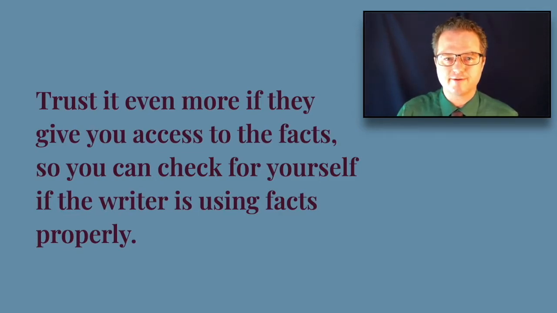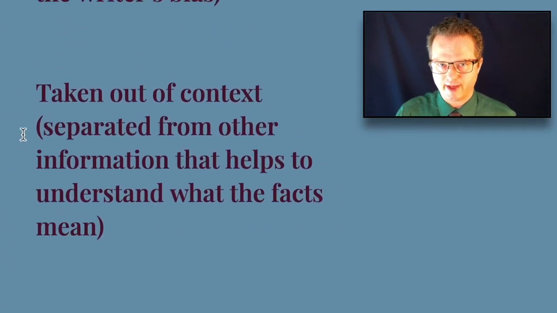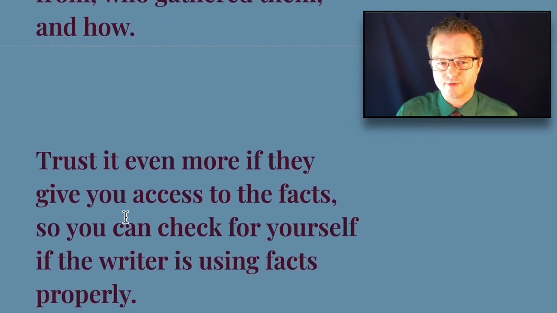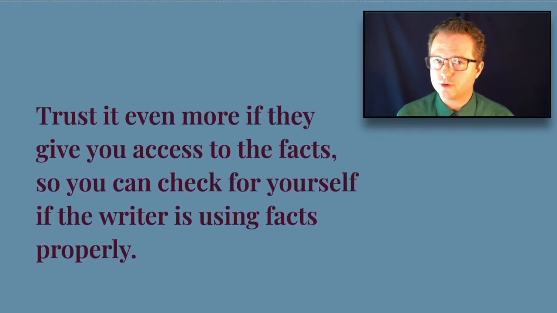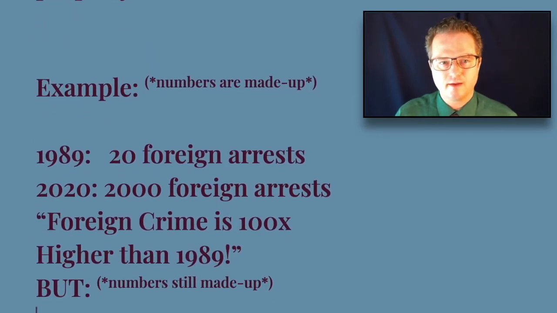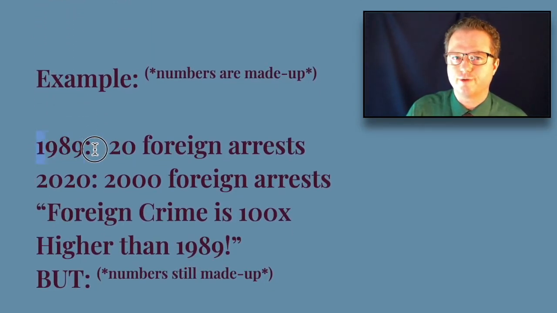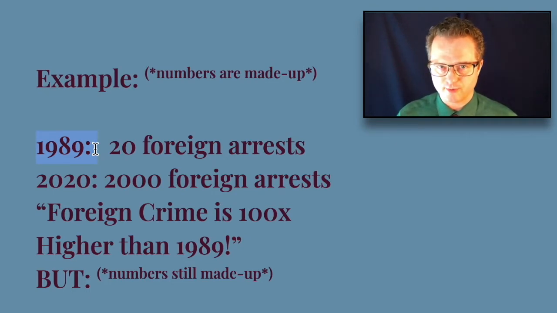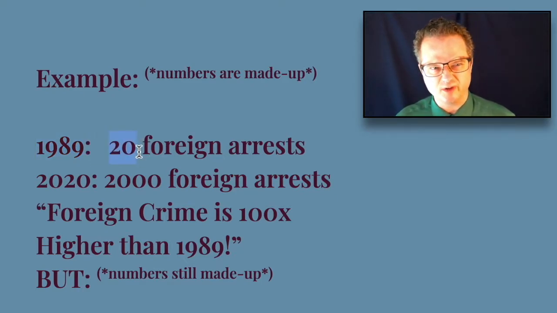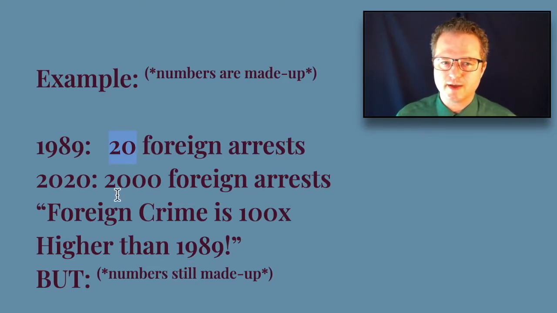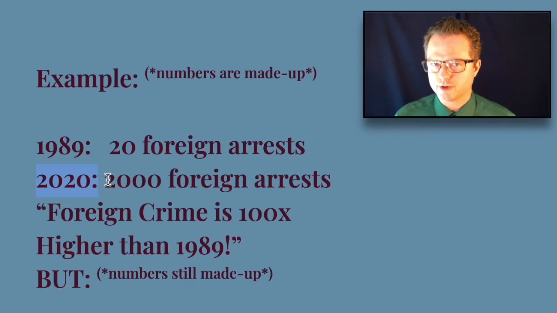Now, I said that you can take a fact out of context. I want to give a simple example of that. I'm living in South Korea, and Korea opened up to foreign workers not that long ago, really. So here's an example of what happens when you take facts out of their context. And these numbers are all made up, by the way. Let's imagine 1989 was when the foreign workers program started bringing foreign workers into Korea. Let's imagine that in 1989, 20 foreigners were arrested. 20 foreigners got in trouble while they were living in Korea. Then in 2020, 2,000 foreigners living and working in Korea got arrested, got into trouble.